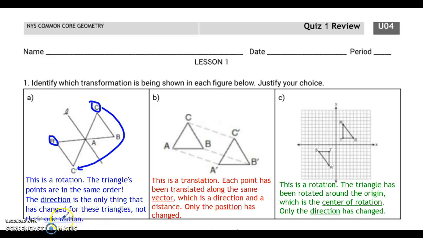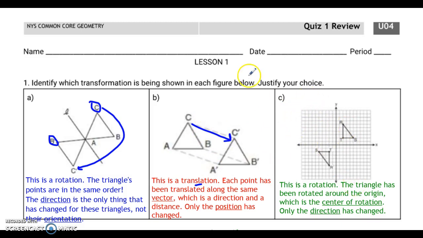The orientation has not changed, only the direction of the triangles. This one's pointing to the left, this one's pointing to the right. For letter B, we know it's a translation. It's a translation because of these. We call these vectors. It's a direction and a distance. It's how far the shape has been slid. Remember, translation as SL, SL for slide, SL for translation.